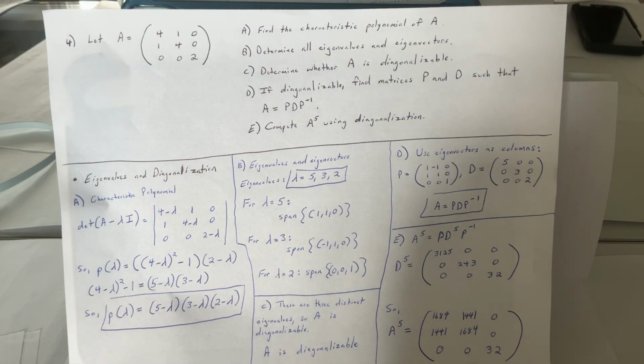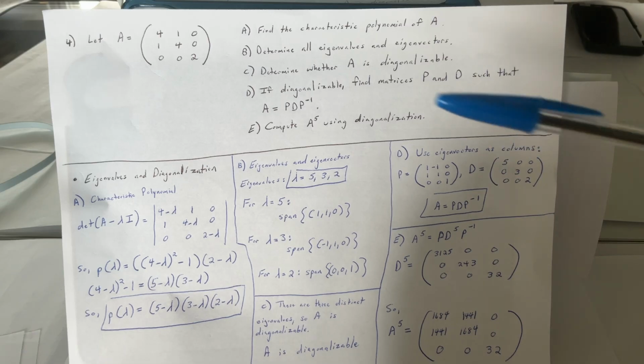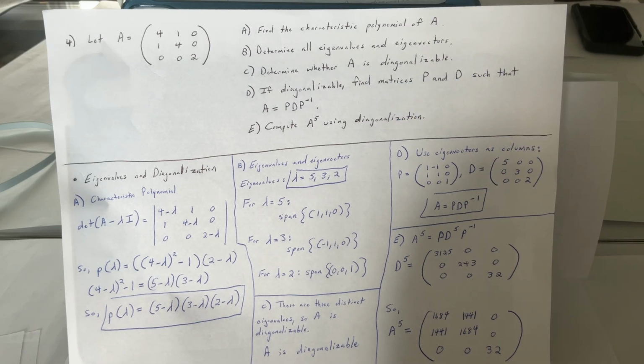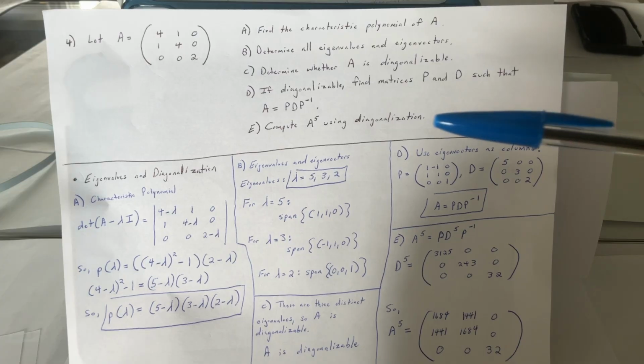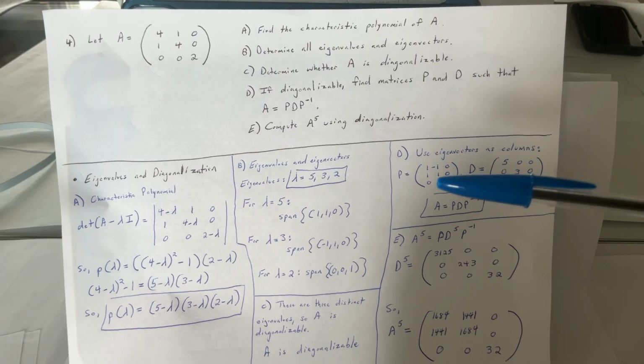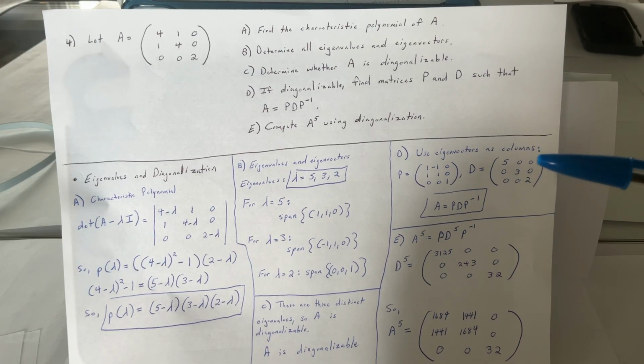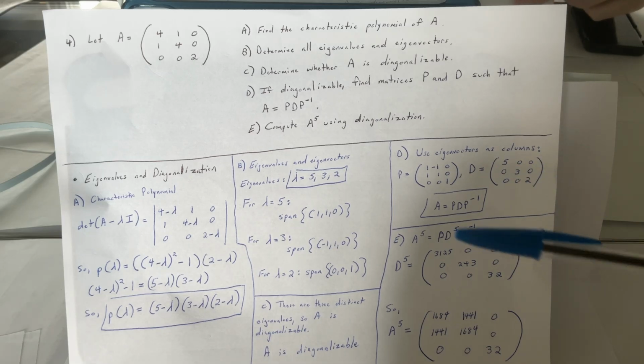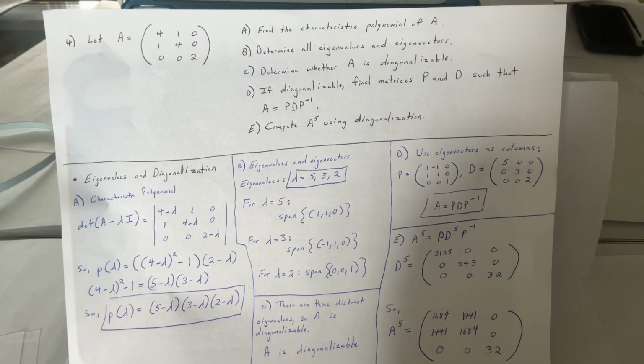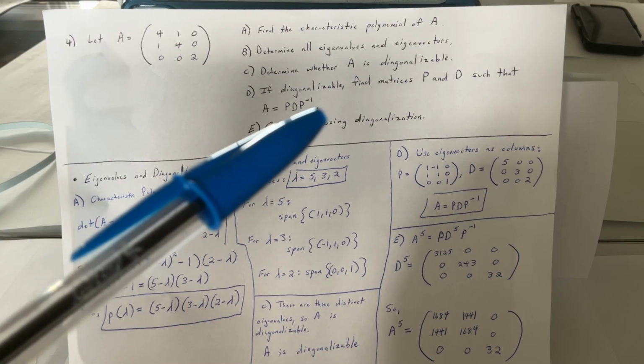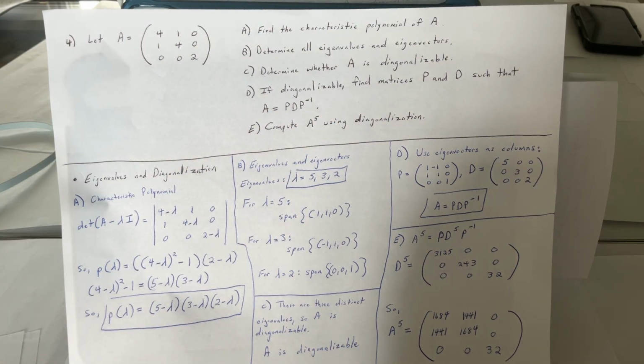Now for part D, if diagonalizable, find matrices P and D such that A equals P D P inverse. We're going to use the eigenvectors as columns. So we set P equal to rows 1, -1, 0; 1, 1, 0; 0, 0, 1, and D with rows 5, 0, 0; 0, 3, 0; 0, 0, 2. And A is going to be P D P inverse. And letter E, compute A to the 5th using diagonalization.